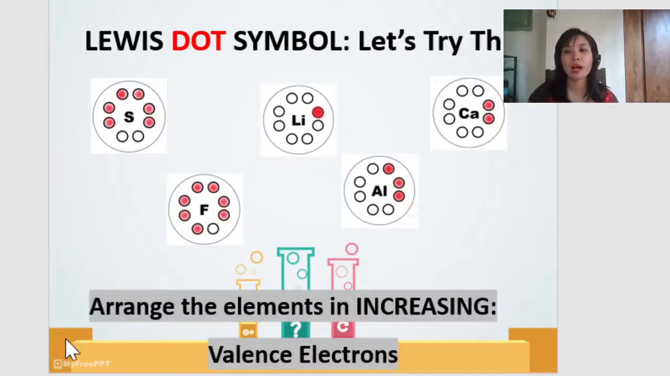I do hope that you were able to internalize our sample in table 1. So this time, I want you to arrange the elements in increasing valence electrons: sulfur, fluorine, lithium, aluminum, calcium. I want you to capture this in your cellphone because I will set a timer, so you will not be able to see it. Just take a picture. I'm going to give you 10 seconds to arrange them in increasing valence electrons. It's up to you how to arrange them, ascending in valence electrons. Ready? Go.